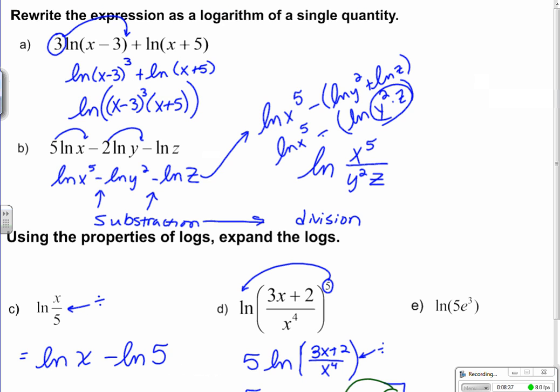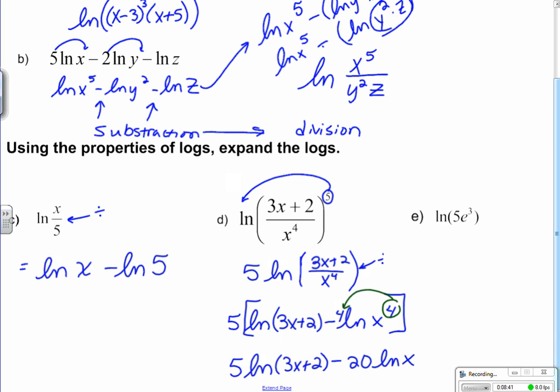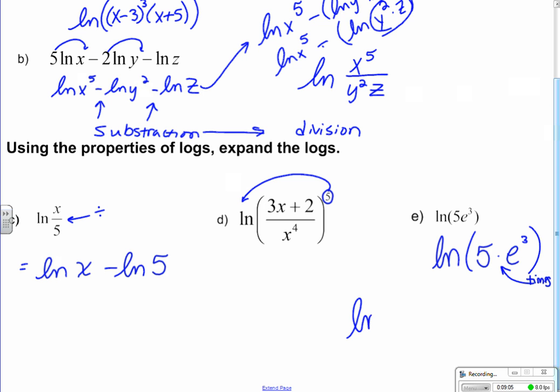Sorry, I just noticed I skipped that last one, didn't I? Final one will be, what I see when I look at this is multiplication. 5 times e to the 3rd. Let's write that. Natural log of 5 times e to the 3rd. Since I'm seeing times, or a product, I'm going to separate this into 2 natural logs using addition. Natural log of 5 added with natural log of e to the 3rd.